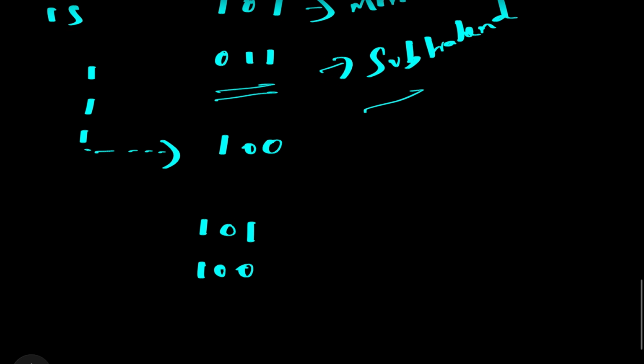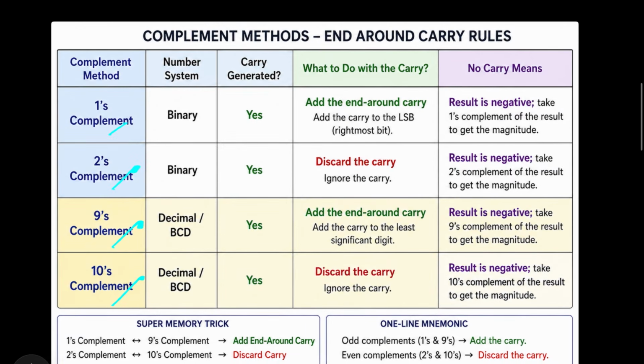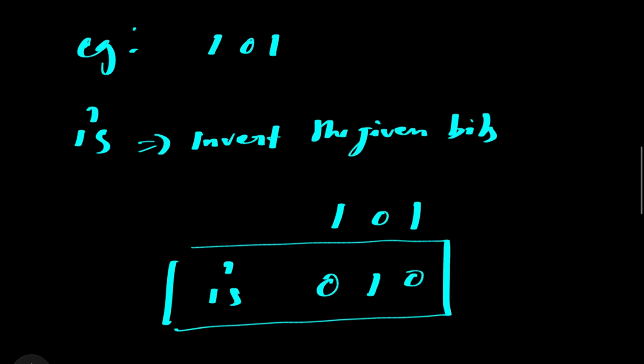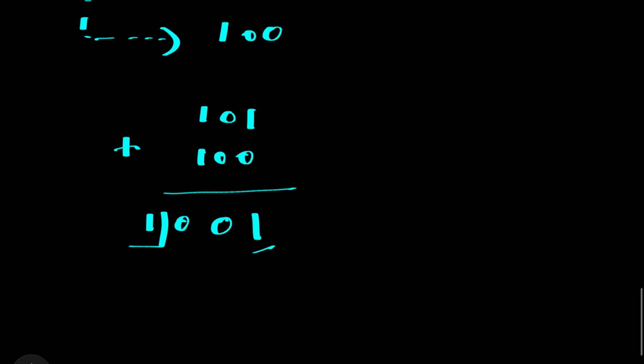So now we'll be performing a normal addition. So 1 plus 0 is nothing but 1, 0 plus 0 is 0, and 1 plus 1 is 0, and we got 1. And this is called carry. It's quite important. Now you have to remember what you have seen over here. When the carry is generated, we have to add the end around carry, means just take the carry and add it to the LSB, the rightmost bit. So here we got the carry, this is the LSB.